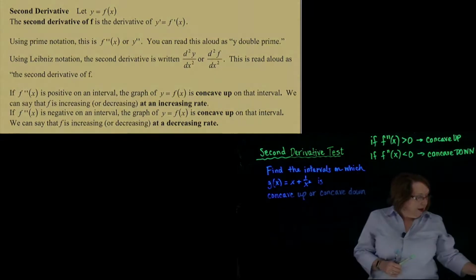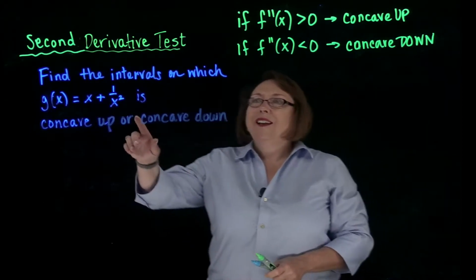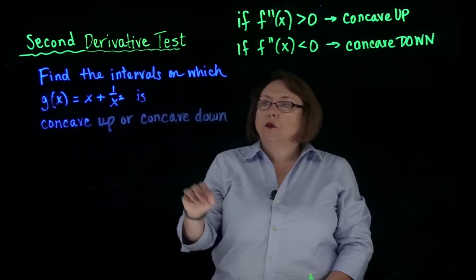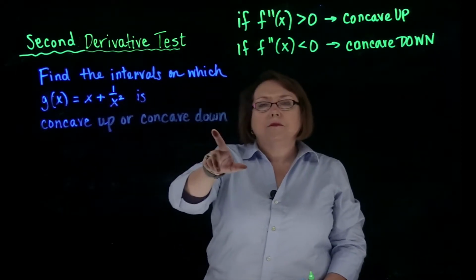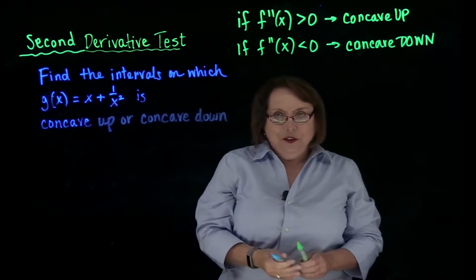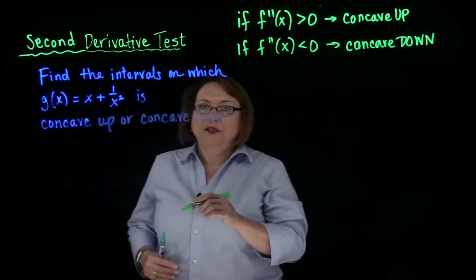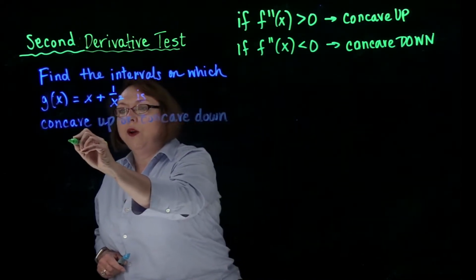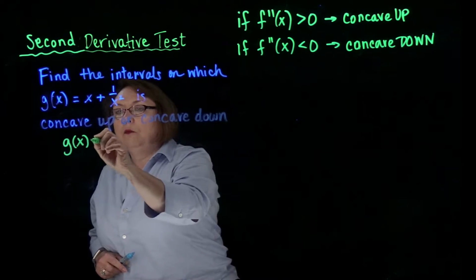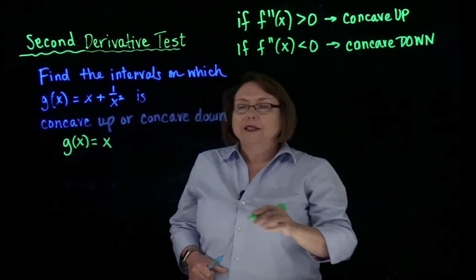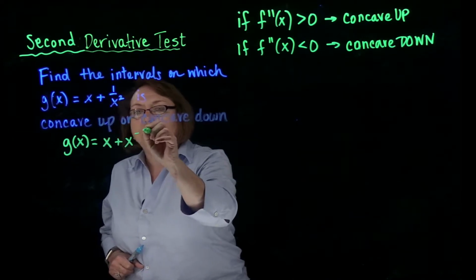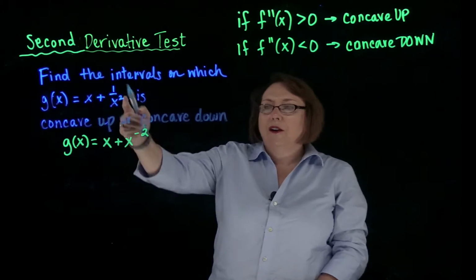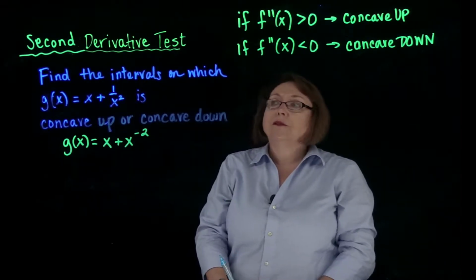Let's go ahead now and work this problem. So we want to find the intervals on which g of x is equal to x plus 1 over x squared, where it's concave up or where it's concave down. So as you probably guess, we need to take some derivatives here. Let's find the first derivative, and let's go ahead and write g of x in a little bit more convenient form. x plus x to the minus 2 power.